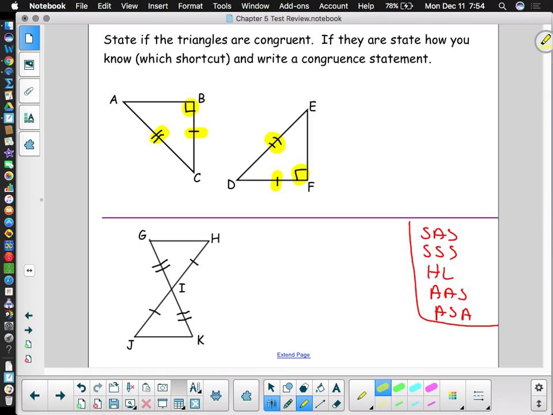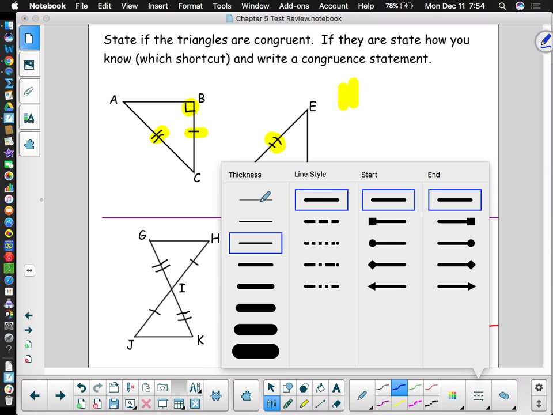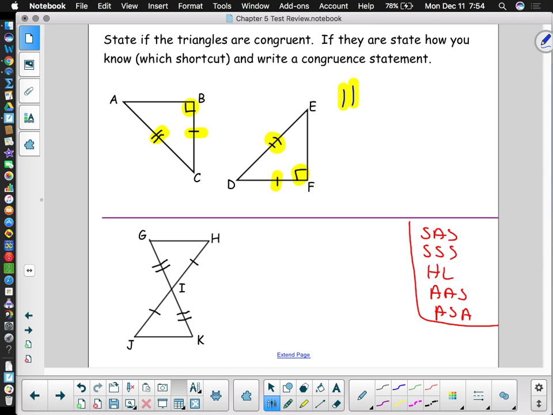Okay? If it wasn't HL, it would be angle, side, side, which is not one of our shortcuts. Or side, side, angle. But since the angle is a right angle, that's our special case, that's an HL. Help to actually have marker, there we go. HL, okay?